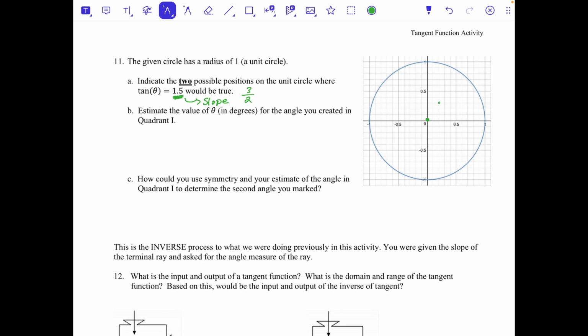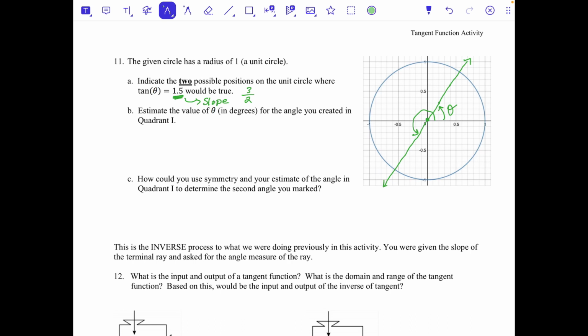and I can sketch in a line here. And ta-da, there is one of my terminal rays that would have a slope, whatever that angle measure is, of 3/2. But think about that. That line could continue on the other side of my origin. And that would be this entire angle. And so that would be the other possible angle measure.